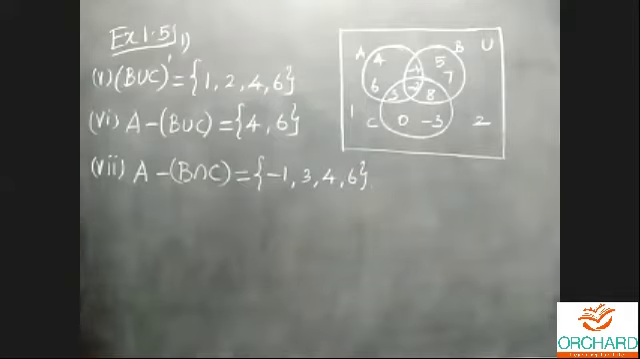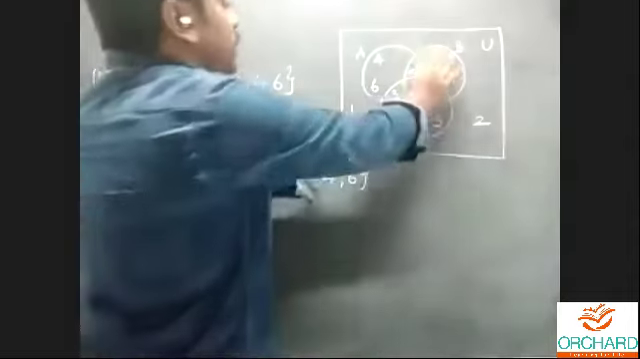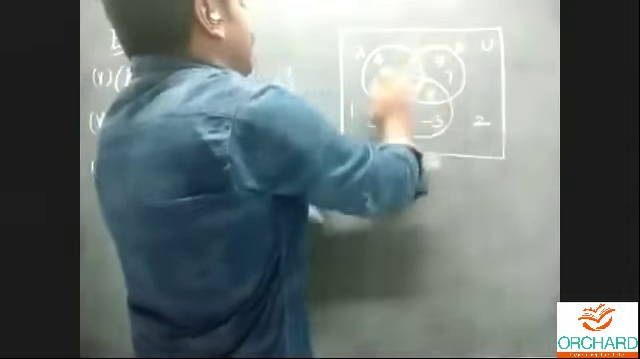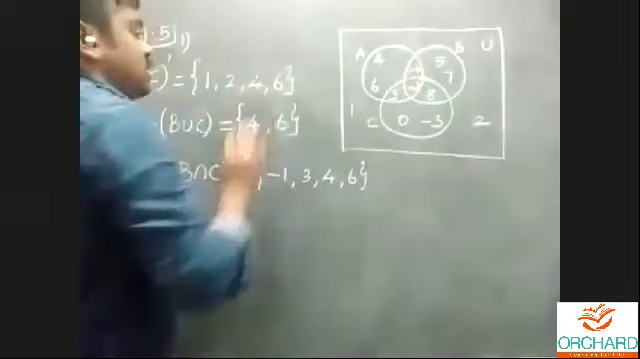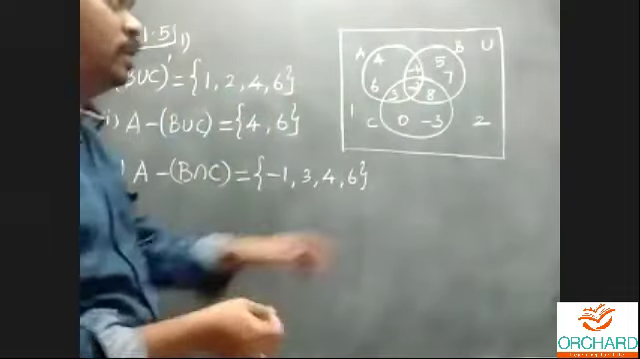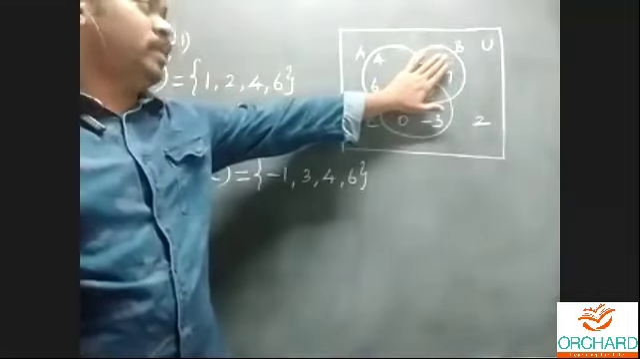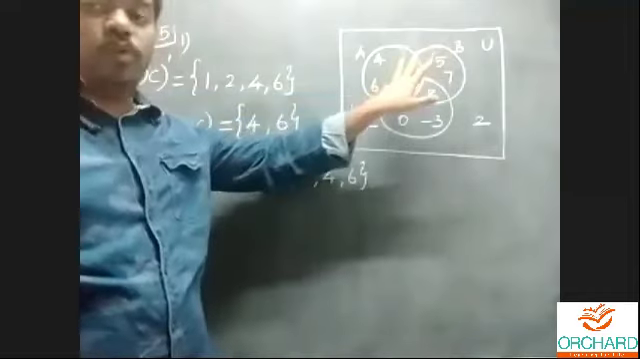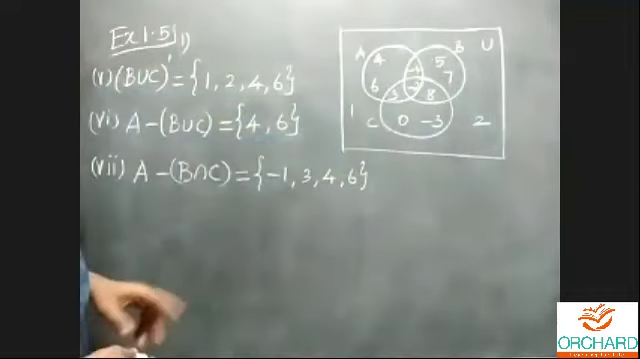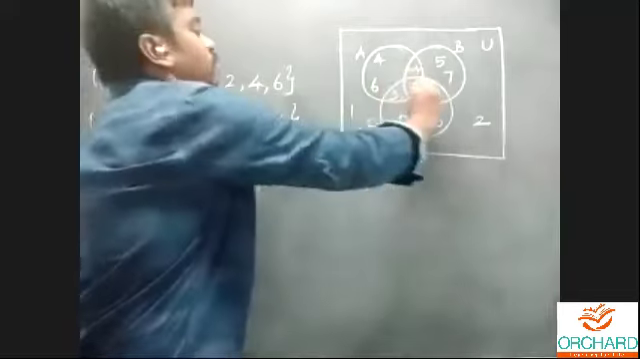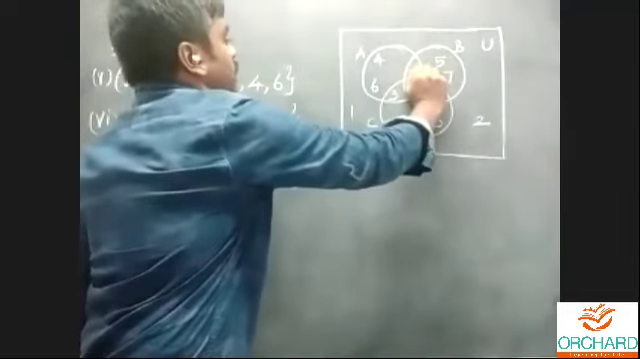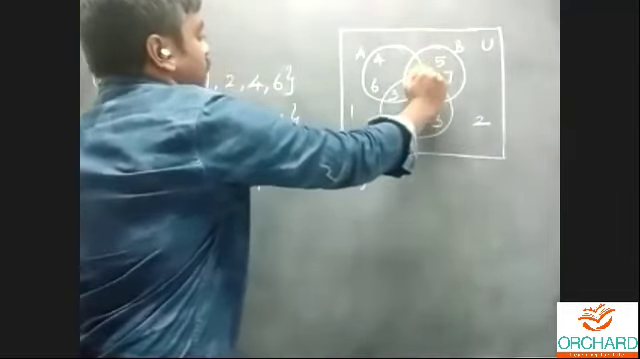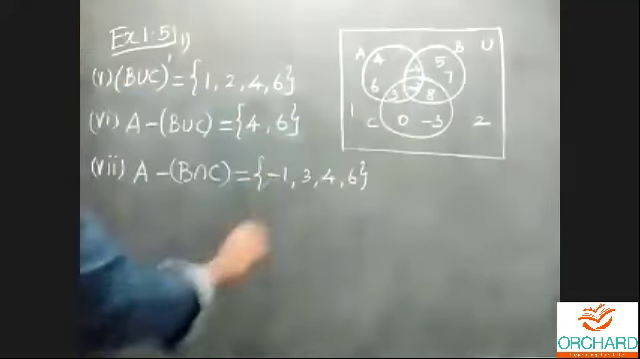For the fifth subdivision, B union C whole dash. What does B union C whole dash mean? Except the B union C, write down the remaining element. That is 1, 2, 4, 6. And next, A difference B union C. To remove B union C from A, the remaining element from A is 4, 6. A difference B intersection C: this is B intersection C. This part from A, we can remove that B intersection C. So -1, 3, 4, 6.